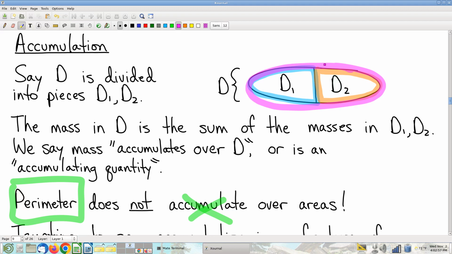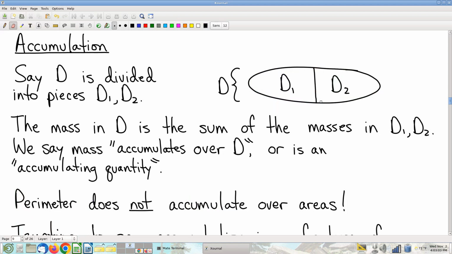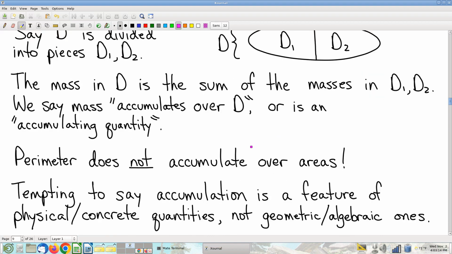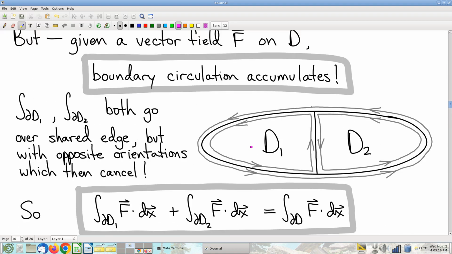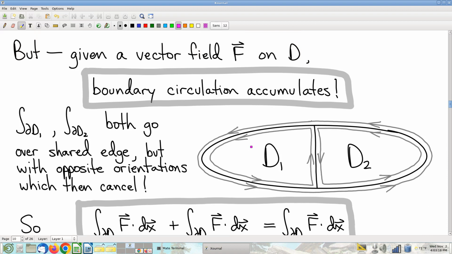Everybody good? Okay. So the point to this is to make the case that accumulation is a special feature, right? This works for some kinds of quantities and does not in general work for general quantities. Okay, so let me show you an unexpected accumulation. It turns out that boundary circulation is an accumulating quantity.